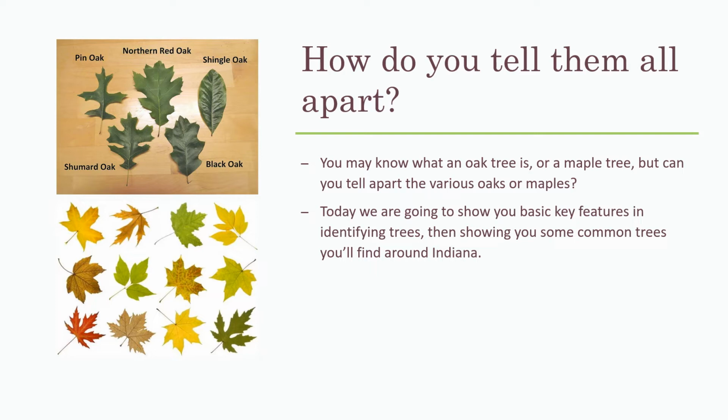The bottom left maple leaf there is a Japanese maple. It's a very beautiful ornamental tree that you'll see in a lot of people's landscaping. But you'll also see the bottom right maple leaf there, which is a silver maple, in people's yards, but it occurs naturally in the wild as well. And today we're going to show you the basic key features in identifying trees, and then show you some common trees you'll find locally here around Indiana.